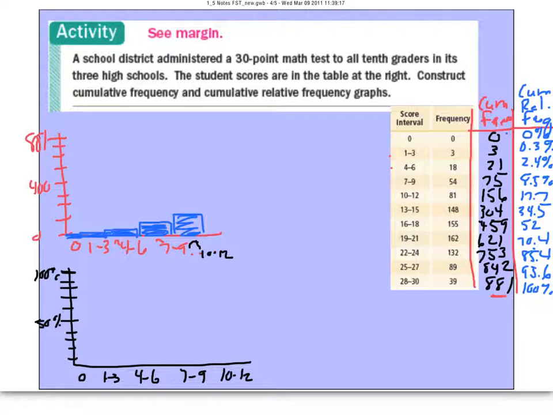Let's do a cumulative relative frequency line graph this time. So at 0 is 0. 1.3 is just above 1%. 4 to 6 is about 2. Now I'm at about 8.5. I hit 17 and so forth. And if you just connect the dots on this one, we're going to end up moving upward on that graph and continue for all the intervals.